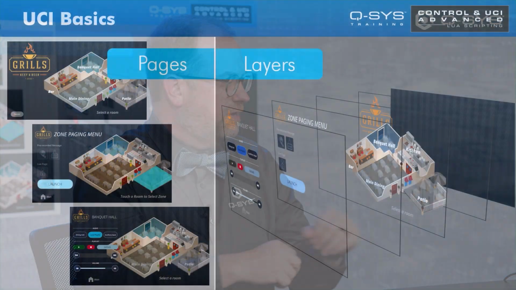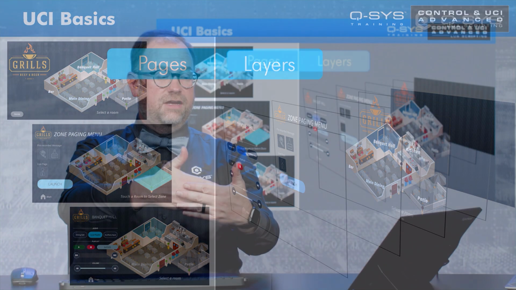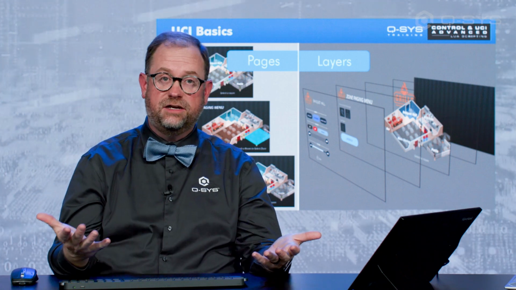Whereas, if you use the layers approach, and first of all, what is the layers approach? You can see it here on the right side of the page. The layers approach takes the idea of different panes of glass. It's sort of the old school cellular animation.